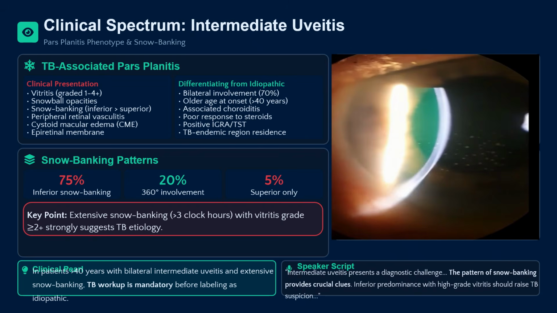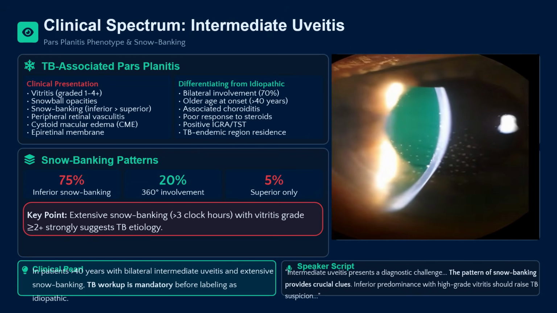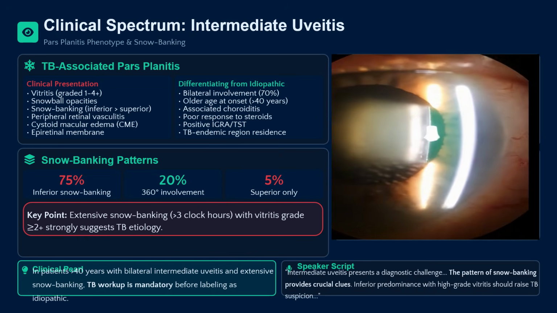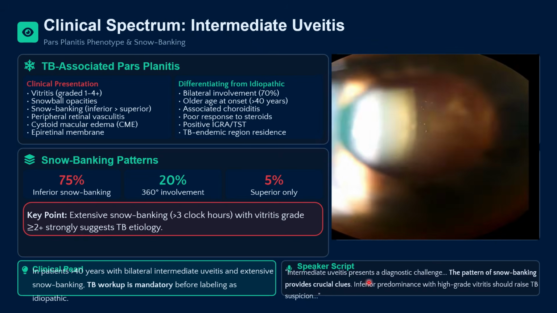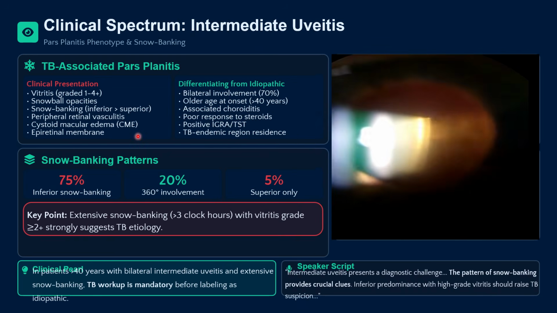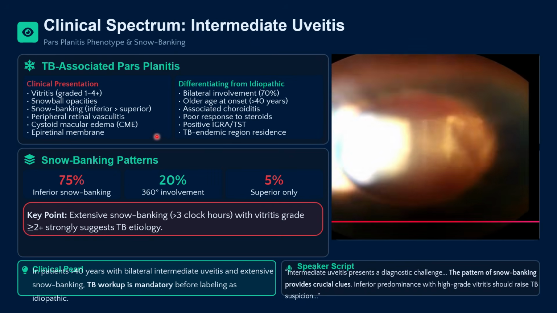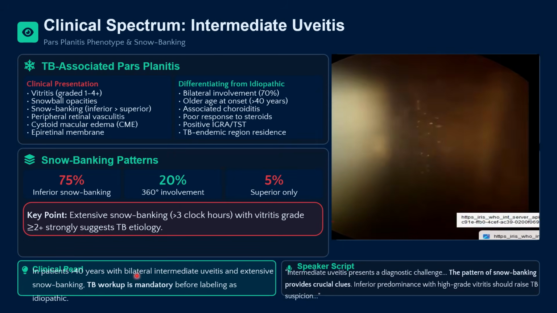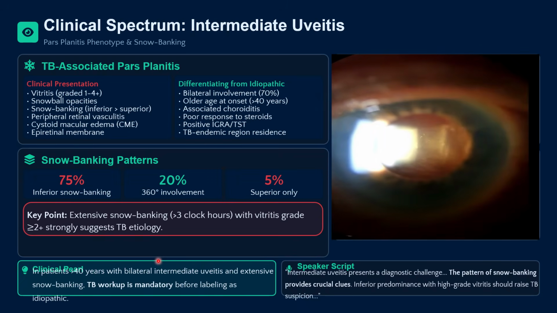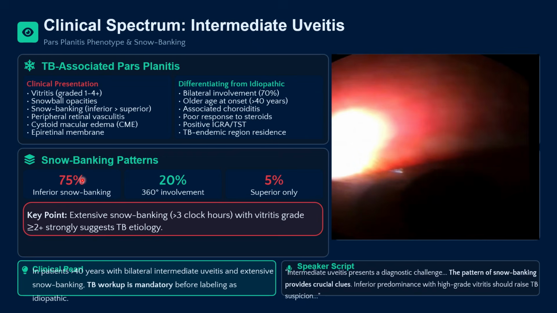The second important manifestation of ocular tuberculosis is intermediate uveitis. Actually, intermediate uveitis in tuberculosis is a broad spectrum ranging from vitritis, severe vitritis, to snowball opacities within the vitreous and snow banking. The characteristic feature of snow banking is that it is predominantly in the inferior part of the peripheral retina. And also there will be peripheral retinal vasculitis. The reason why this area is much more commonly involved is that it is sandwiched between two highly vascular zones: the pars plicata, which is highly vascular, and the peripheral part of the retina and choroid, which is also highly vascular.